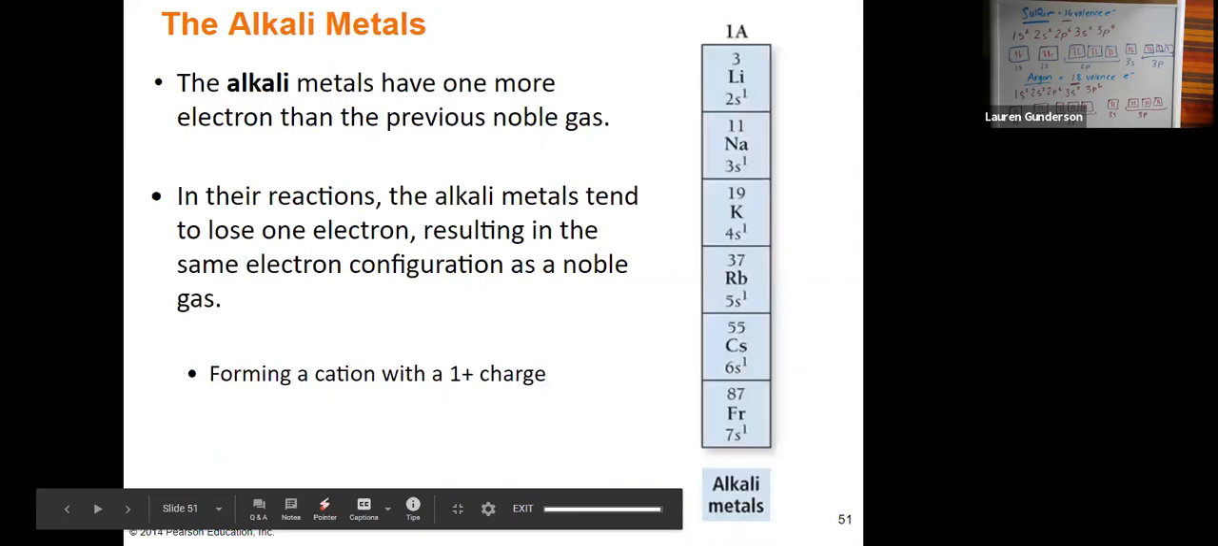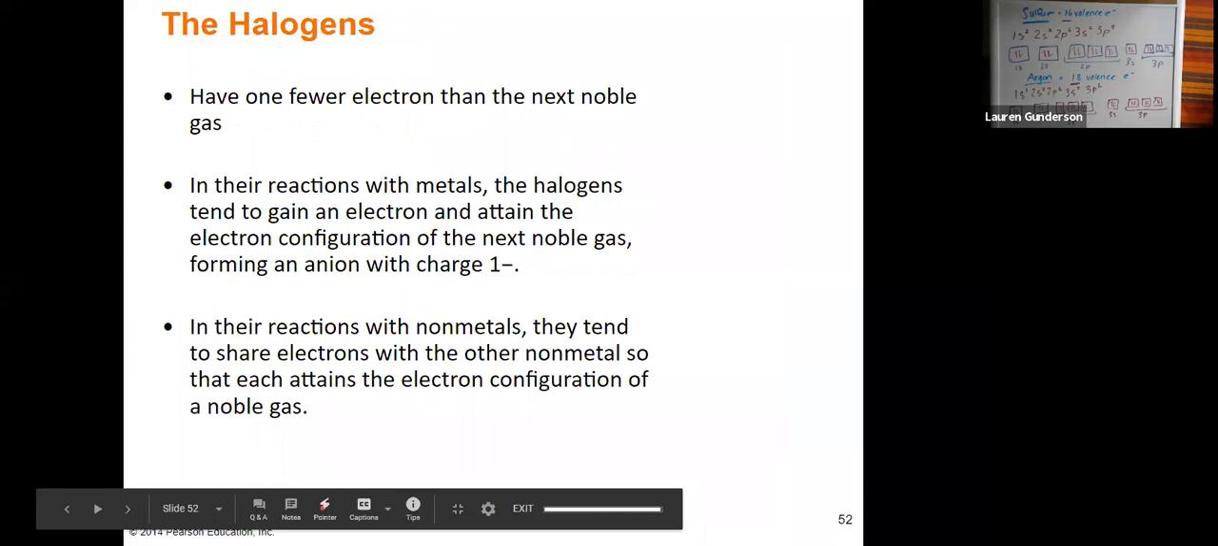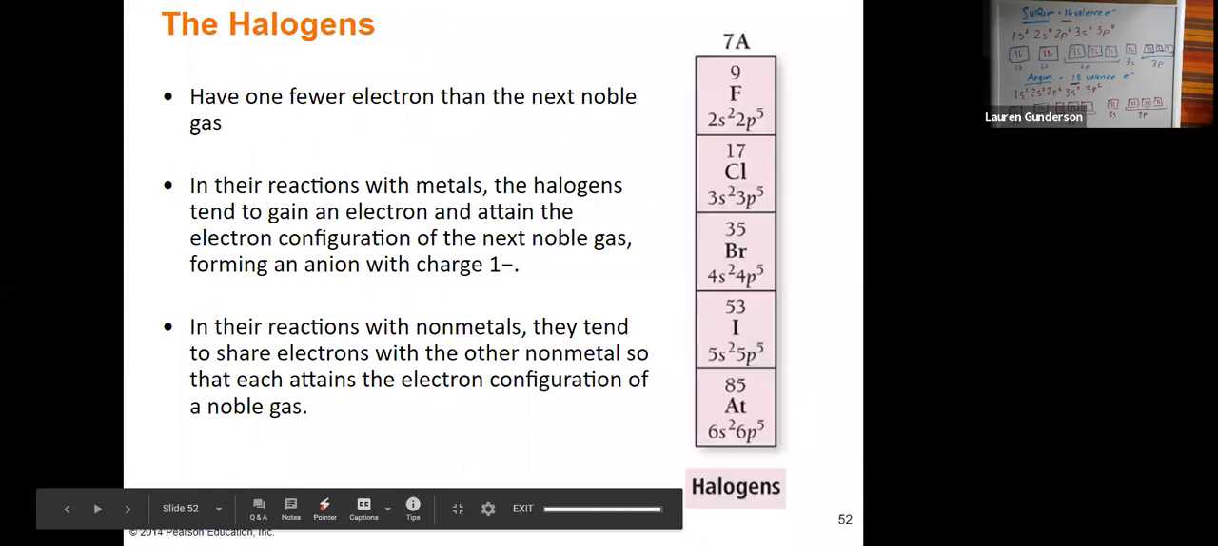With your alkali metals, they only have one valence electron. That is why they tend to lose that electron. When they lose the electron, they end up with the same electron configuration as the noble gas that comes right before it, and then they form their +1 cation. Your halogens have one fewer electron than the next noble gas. That is why they try to pick up one electron from something in the surroundings. As soon as the halogens pick up one electron, now they have a valence that looks like a noble gas valence.